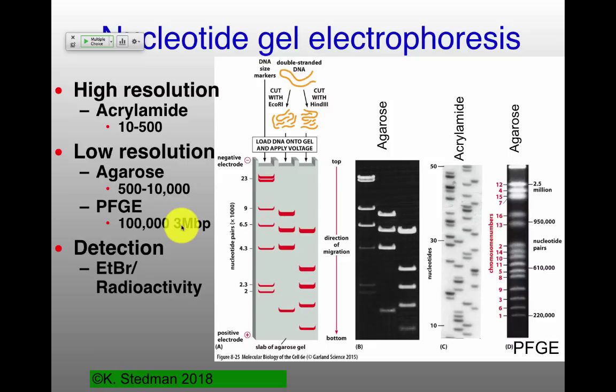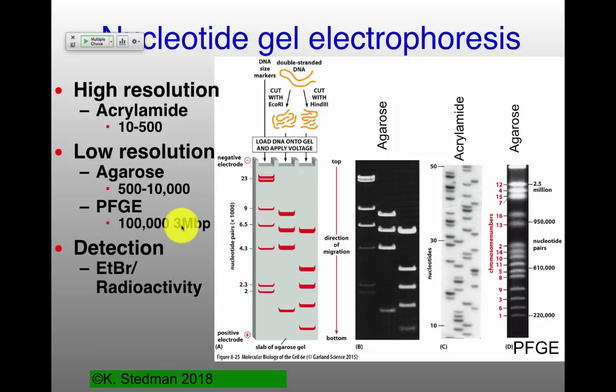So this is great. This is wonderful. You can separate all of these things. But how do you detect what you've separated? This is where we come to the staining process. The protein stains were developed over centuries to stain proteins, to stain various different carbohydrates, etc. People didn't develop ways of staining DNA over hundreds and thousands of years. So how do we do that? A couple of different ways.